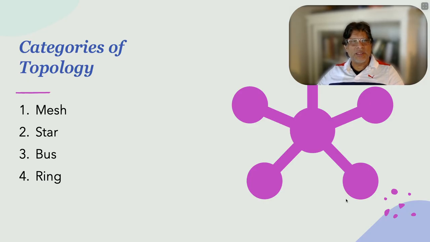So last time we finished off here, we looked at wanting to cover the categories of topology. The four most common topologies you'll come across are the mesh, the star, the bus, and the ring. We'll speak about each of these topologies in turn.